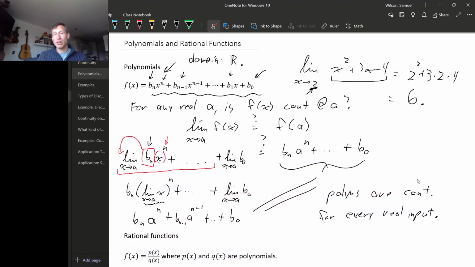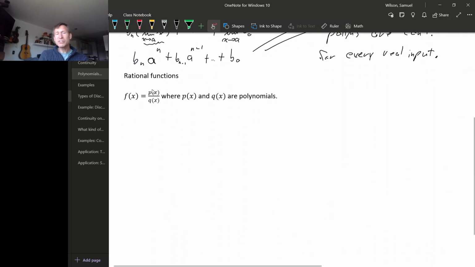All right, so that's for polynomials. What about for rational functions? Well, rational functions are just ratios of polynomials, right? A rational function is a fraction where the numerator is a polynomial and the denominator is a polynomial. The one tricky thing about rational functions is that their domain might have holes in it. Because anywhere the denominator is 0, that's a hole in the domain for your rational function.